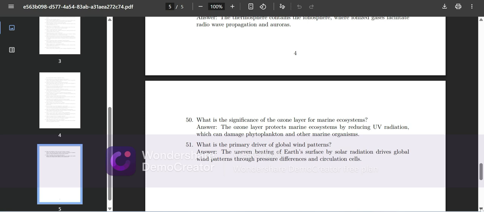What is the primary driver of global wind patterns? The uneven heating of Earth's surface by solar radiation drives global wind patterns through pressure differences and circulation cells.